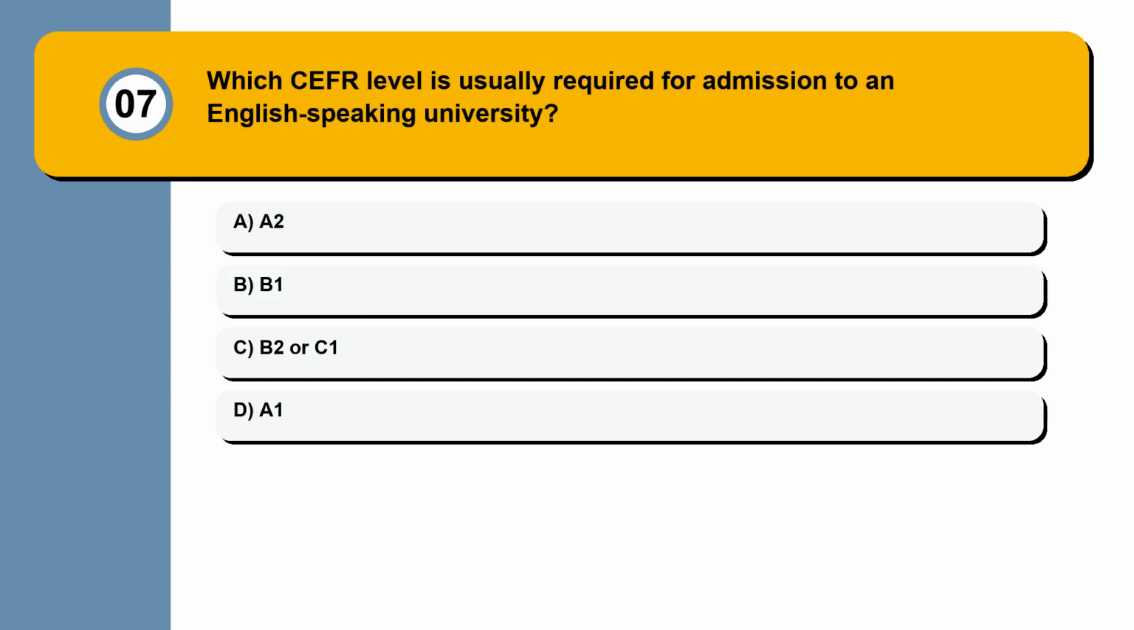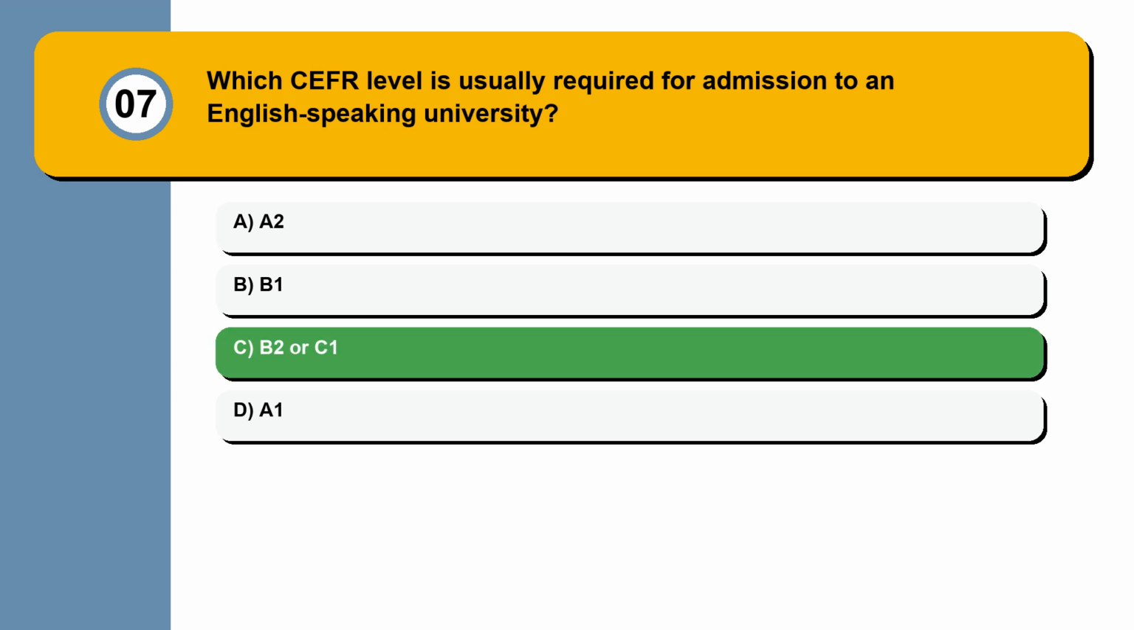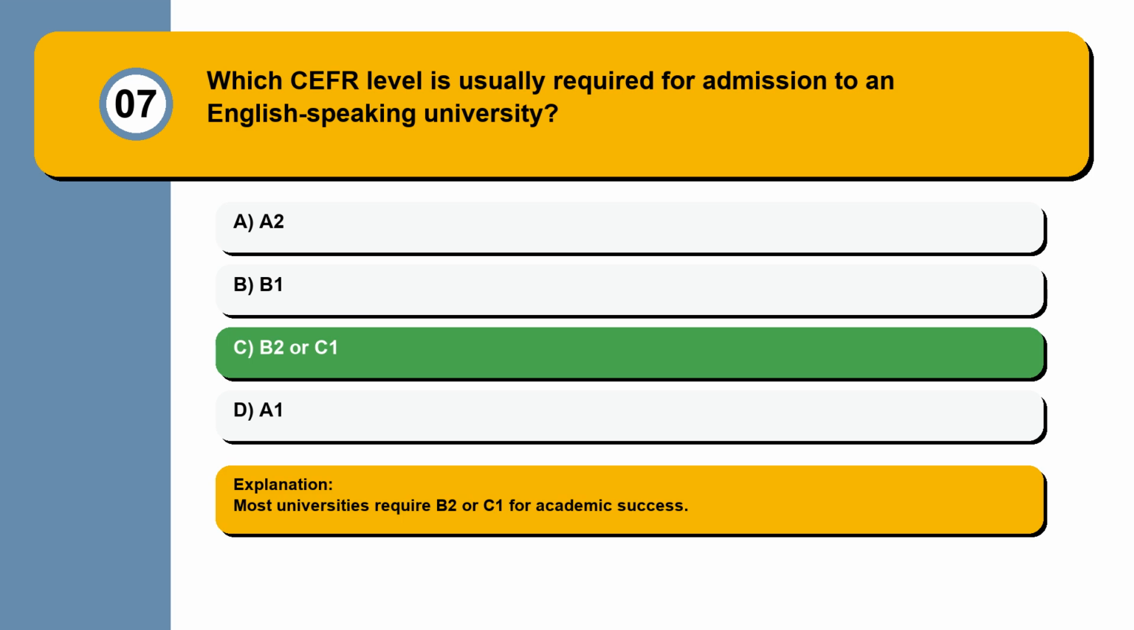Question 7. Which CEFR level is usually required for admission to an English-speaking university? A2, B1, B2 or C1, or A1. Most universities require B2 or C1 for academic success.